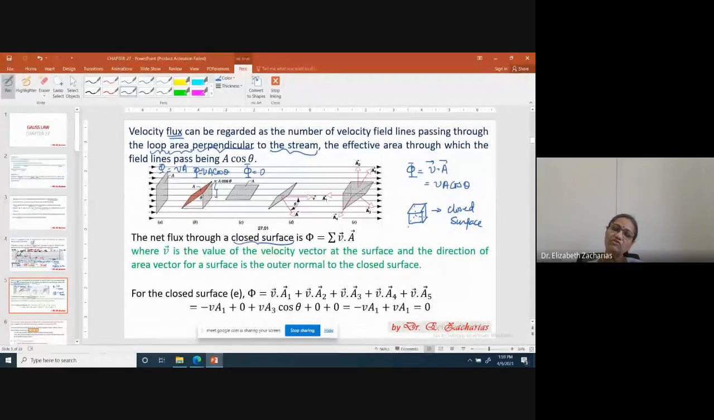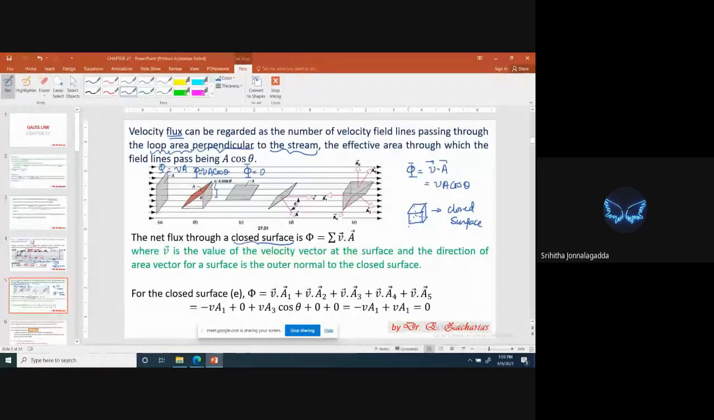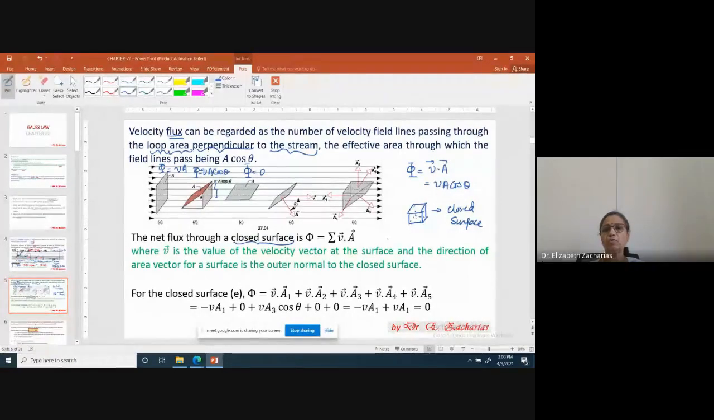For a cube, how many sides will be there? 6. 6 sides are there. So what we have to do is we can get the flux for side 1, side 2, side 3, side 4, side 5, side 6. For each of these faces you can get the flux and then add everything. That will give you the net flux through a closed surface.